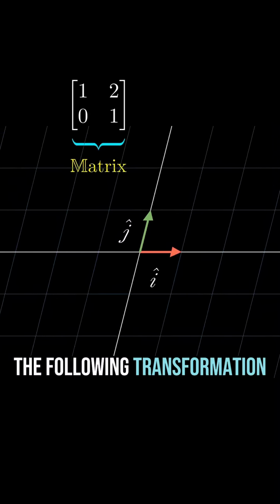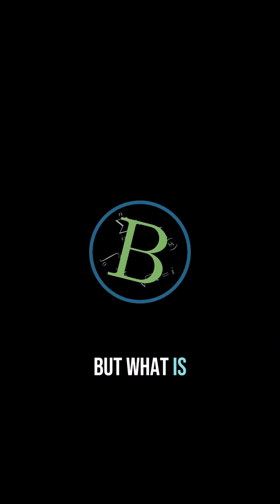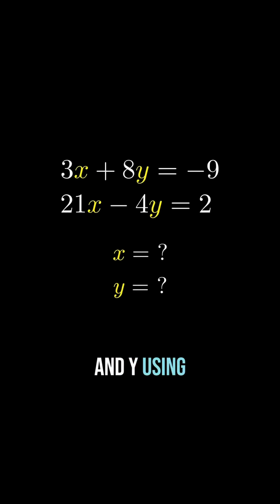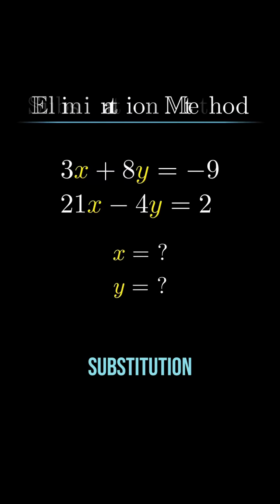The following transformation was made using a matrix, but what is that exactly? Let's say you are given the following equations and you are asked to find x and y. Using algebra, you should probably use either the elimination method or substitution.